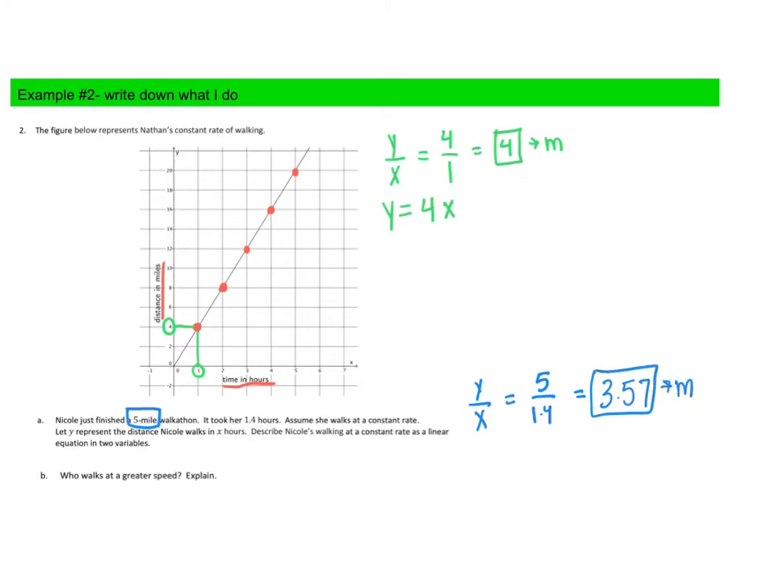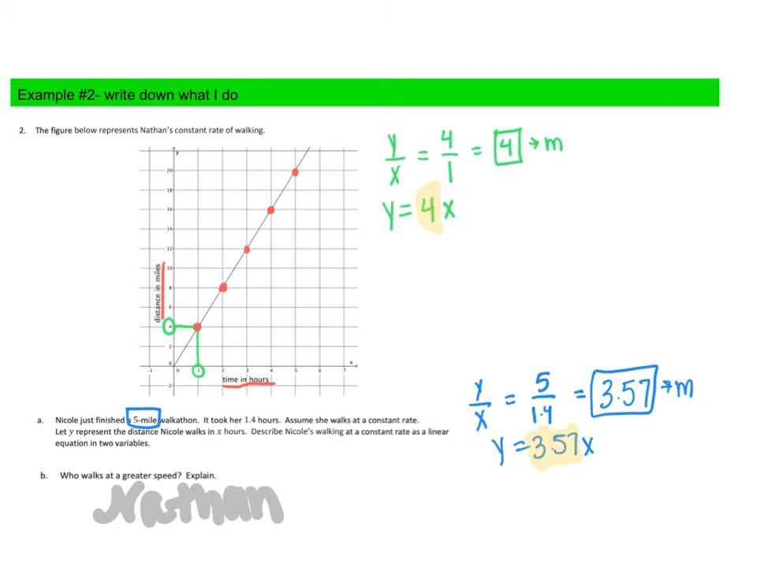And if I wrote this as an equation, it would be y equals 3.57x, because that's my m. Okay? Who walks at a greater speed? Who has the greater rate? Well, if I look at these both, and I'm looking at my rates, I have a 4 for Nathan. I have a 3.57 for Nicole. Who's faster? Well, obviously Nathan, because his rate is 4, and it is bigger than 3.57.